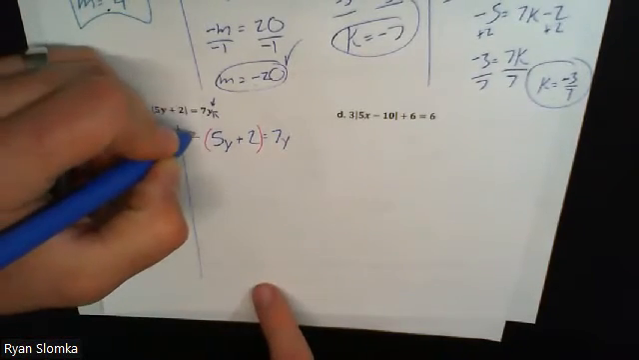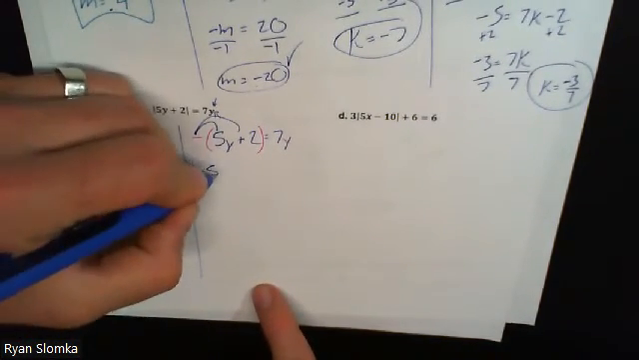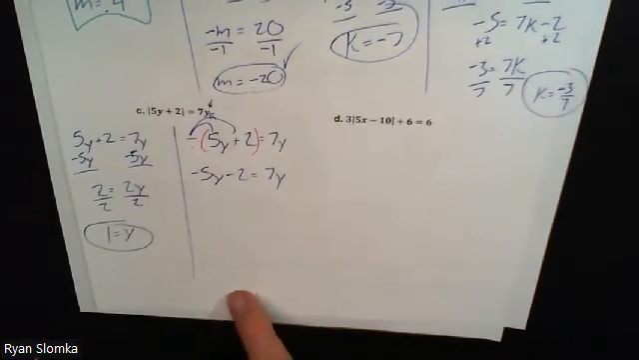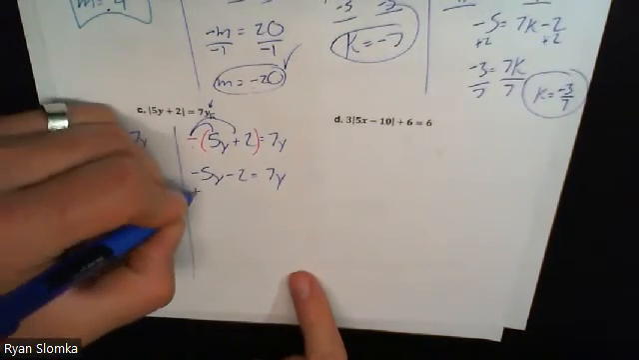For our second one right here, what's going to happen is we're going to distribute this guy, and that's going to give us -5y and -2. Don't distribute to the 7. It's on the other side of the equal sign. I'm going to move my 5y over again by adding it this time.